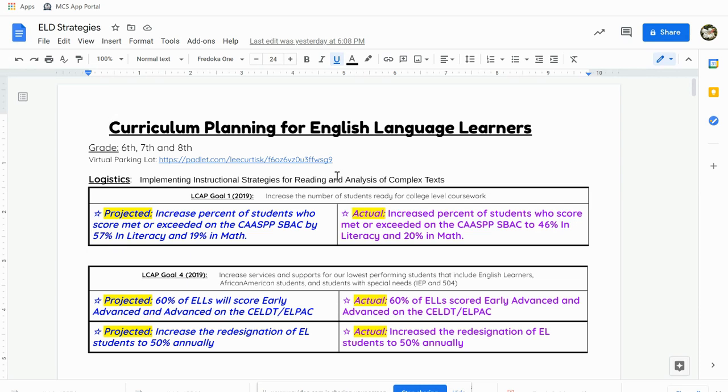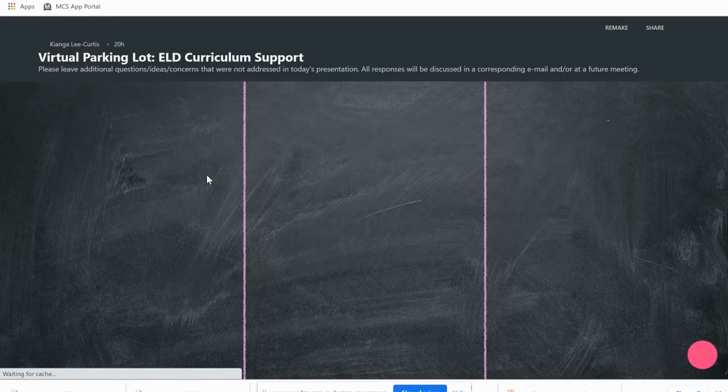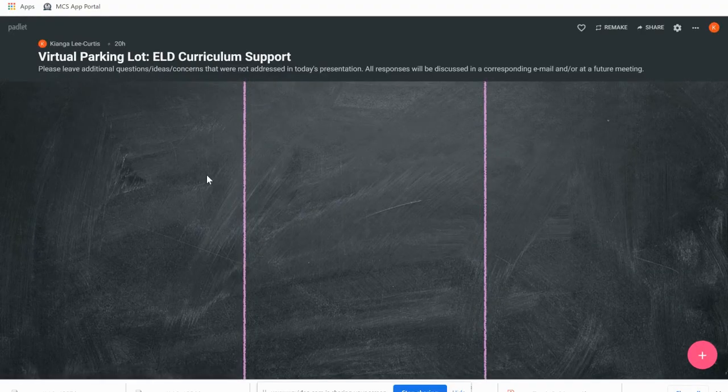I've been doing a lot of talking right now, and there may be a lot of questions. I want you to know that there is a virtual parking lot available. I did create a Padlet for any questions that I may not have addressed at this moment that are on your mind. The Padlet has been made specifically for that purpose.